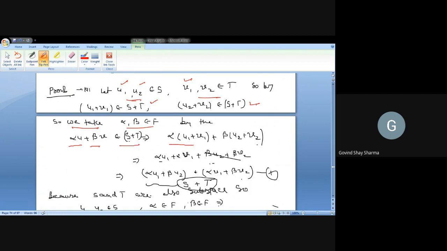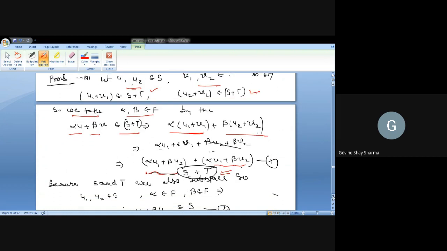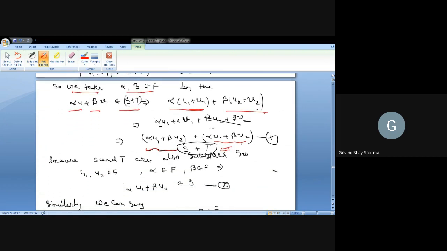So alpha u plus beta v belongs to S plus T means alpha (u1 plus v1) plus beta (u2 plus v2). Now we open this to become alpha u1 plus beta u2, plus alpha v1 plus beta v2. The sum of this becomes S plus T. How is the first part from S? How can we say that this is from S?